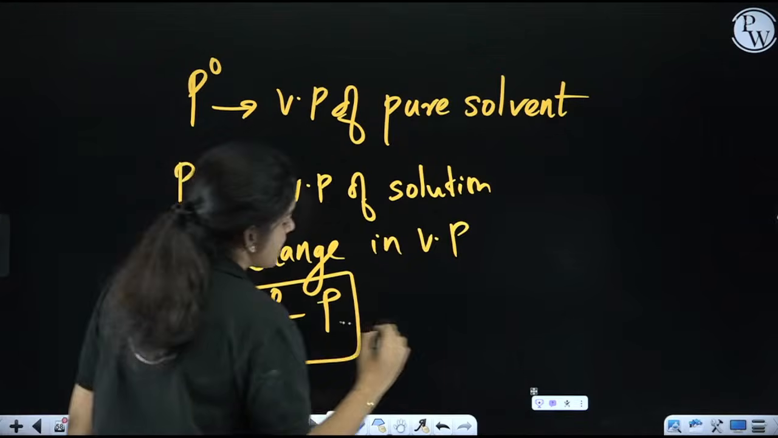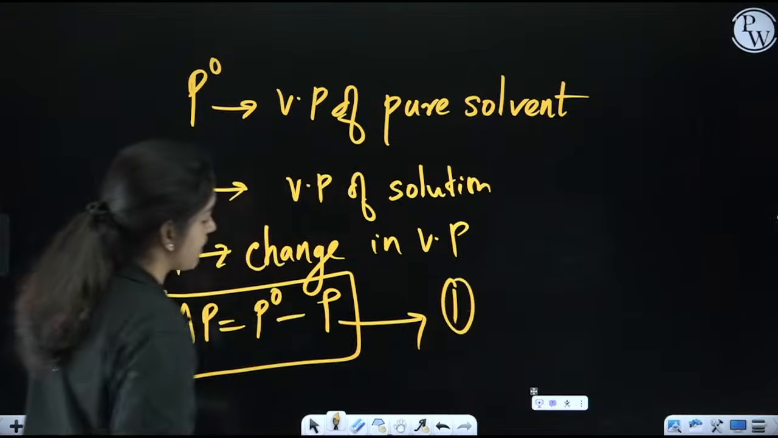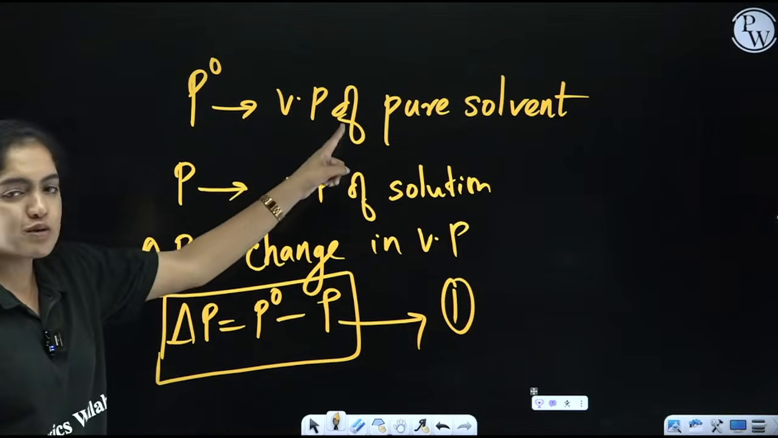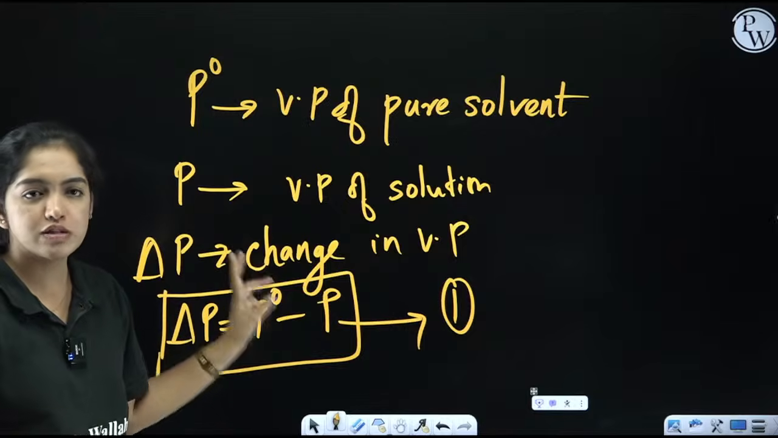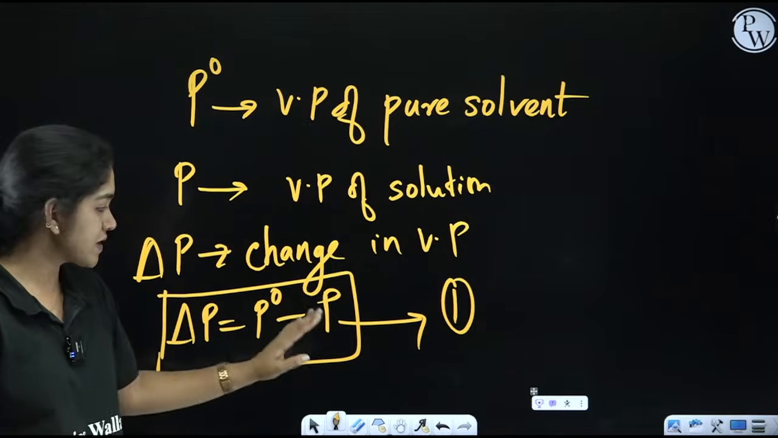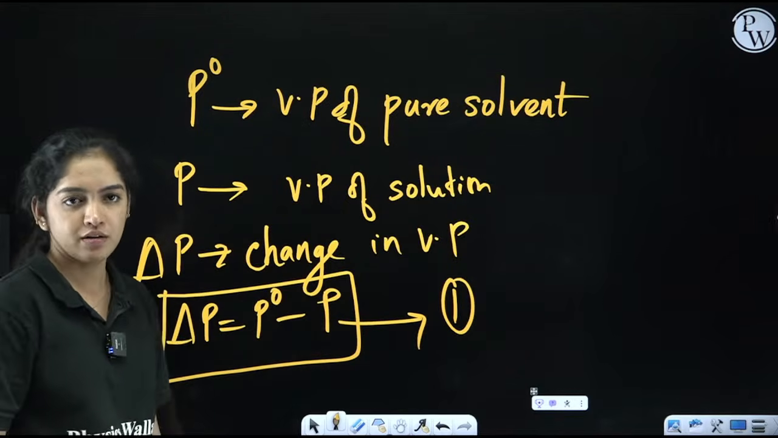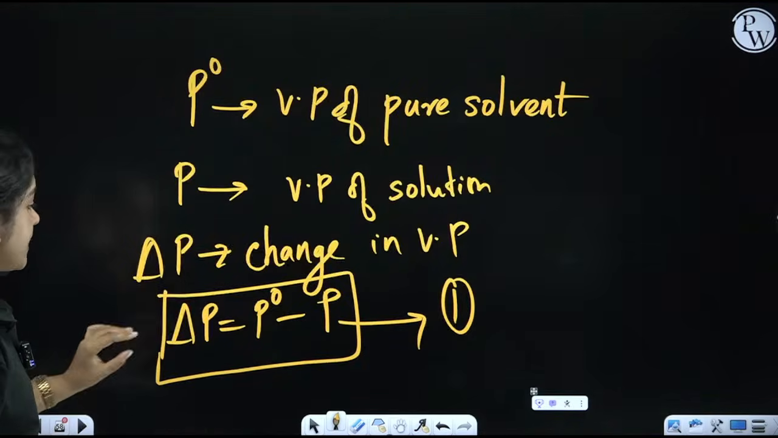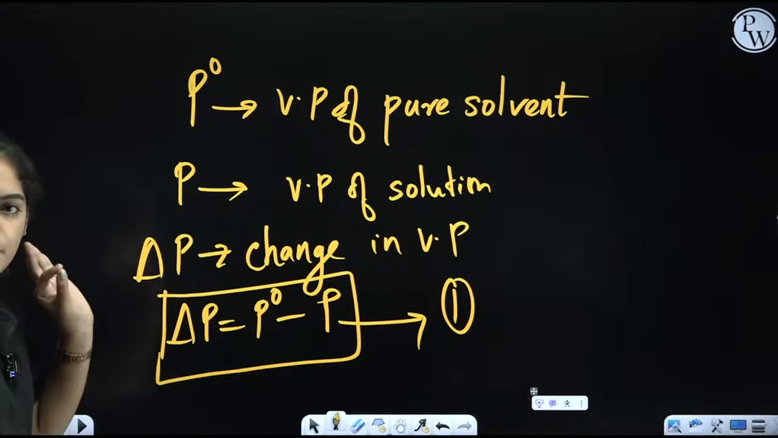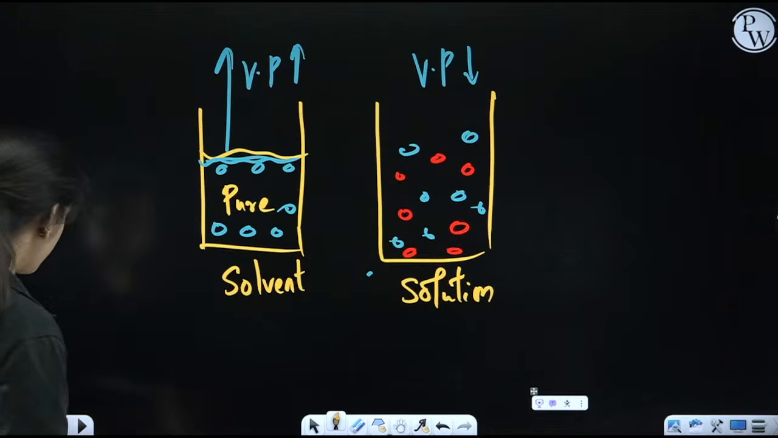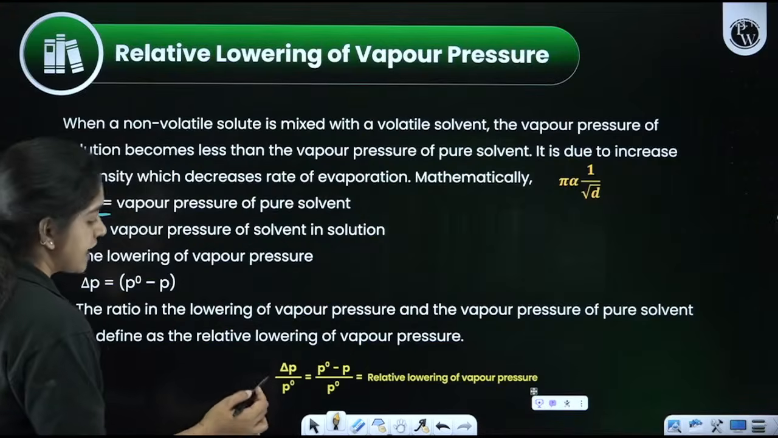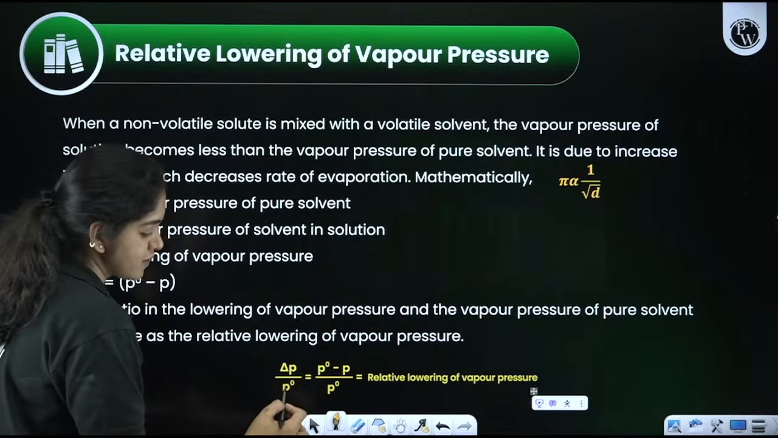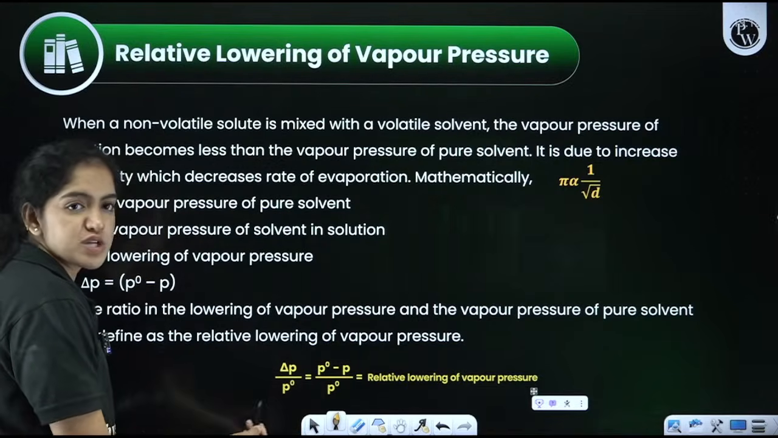What is delta P? The change in the vapor pressure is given by the vapor pressure of pure solvent minus the vapor pressure of solution. Clear? So this was the first equation, equation number 1. Okay, then next one. Divide the whole term with P0. What we want to do? Take the equation, divide the whole terms with P0. What is P0? Vapor pressure of pure solvent.